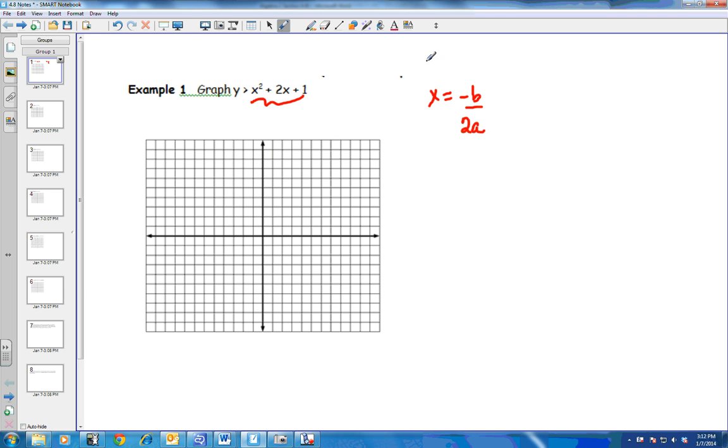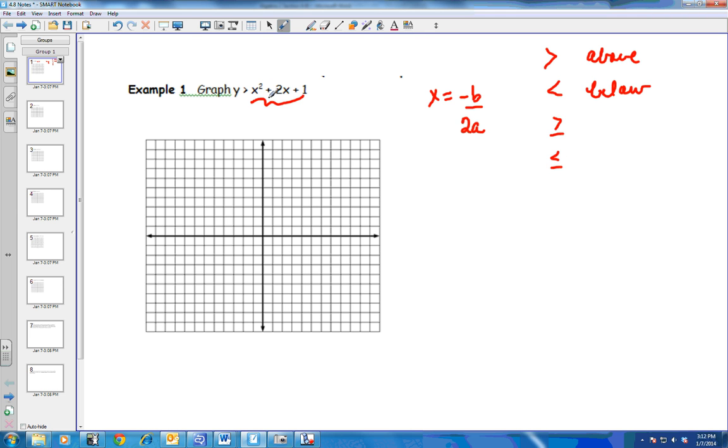So some quick reminders. The very first thing we're going to do on all these is find the x coordinate of our vertex, and we're going to use negative b over 2a to do that. Another reminder is greater than will be shaded above our graph, less than will be shaded below our graph. And remember, greater than or less than are dashed lines, greater than or equal to or less than or equal to will be solid lines.